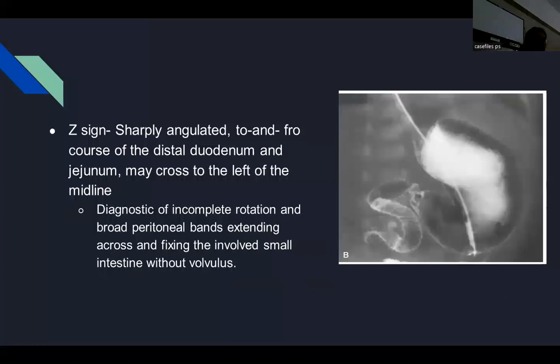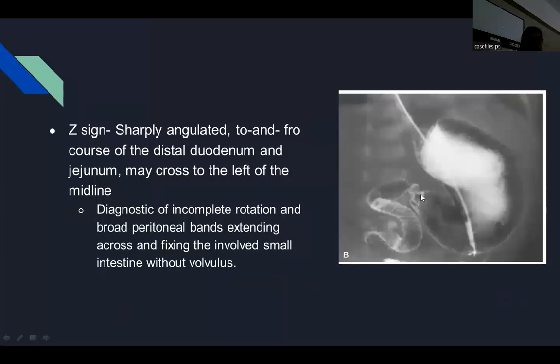So the Z sign is another sign which can be appreciated in the contrast study, where there will be a sharply angulated to-and-fro course of the distal duodenum and jejunum, which may cross to the left side of the midline. This is diagnostic of incomplete rotation and broad peritoneal bands extending across and fixing the involved small intestine without any evidence of volvulus.